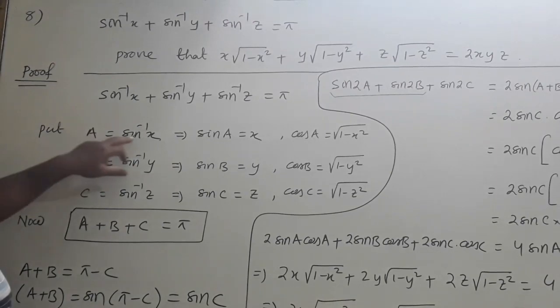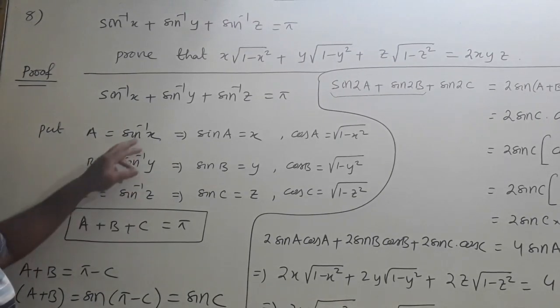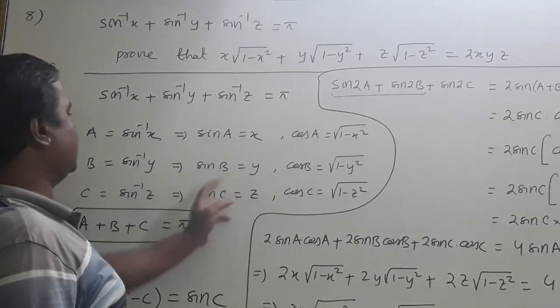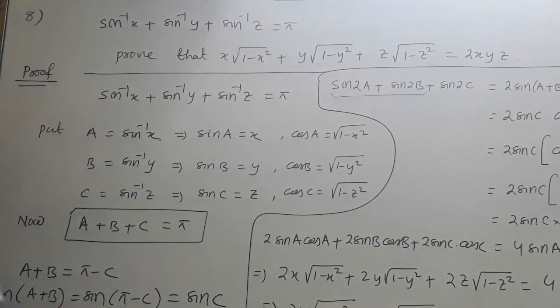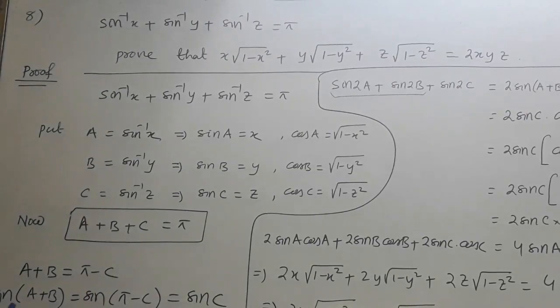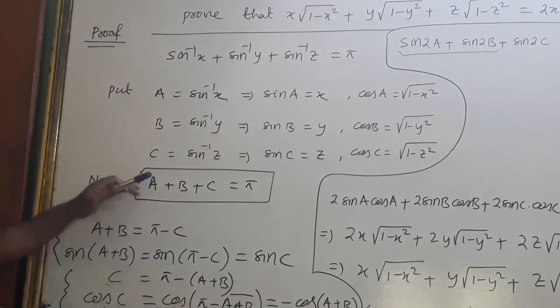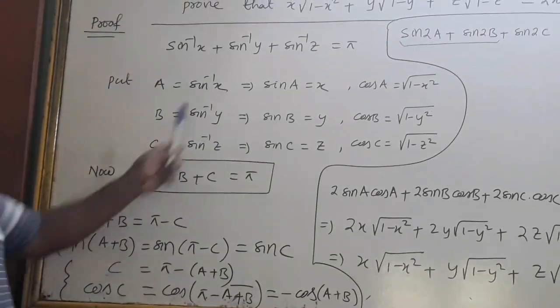Put A is equal to sin inverse x, B is sin inverse y, C is sin inverse z. Then sin A is equal to x, sin B is y, sin C is z, and cos A is root of 1 minus x square, cos B is root of 1 minus y square, cos C is root of 1 minus z square. This becomes A plus B plus C is equal to pi.